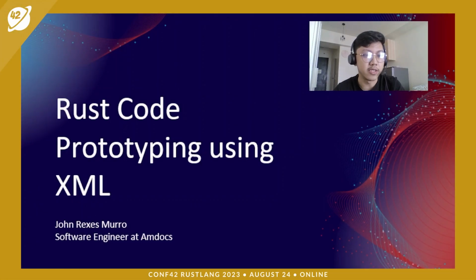So let us start. Rust code prototyping using XML, or what I shortly name rustxmlproto, is inspired by Google protocol buffers. I made this tool to generate Rust code easily from XML data. I started this project a few months after I learned about Rust, and I did this to explore more about the language itself.